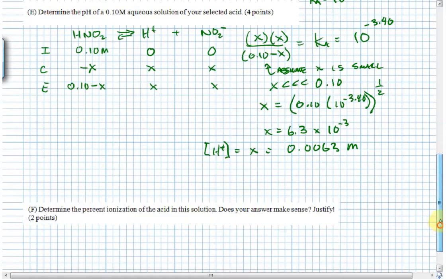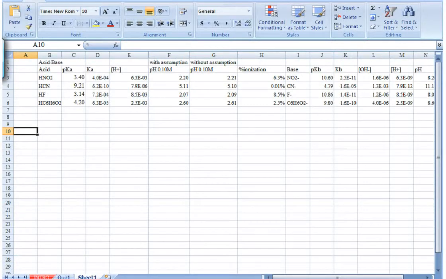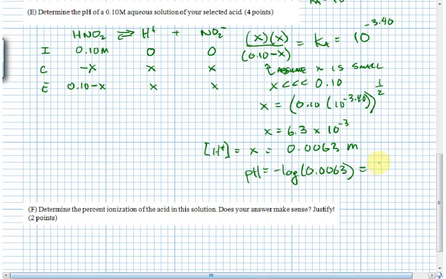Therefore, the pH of this solution is the negative log of 0.0063, which works out to be 2.20. All right, that makes sense. First of all, the pH is less than 7, right? The pH is not quite as low as it would be if it was a strong acid.